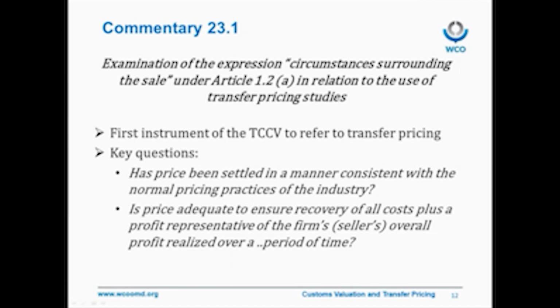And when we examine the circumstances surrounding the sale, we ask ourselves two questions. First, has the price been settled in a manner consistent with the normal pricing practice of the industry? Or we can say, did the buyer and the seller keep a reasonable distance from each other when they settled the price? And the second one, is the price adequate to ensure recovery of all cost and profit? So for these two questions, customs will collect all kinds of information to answer them.